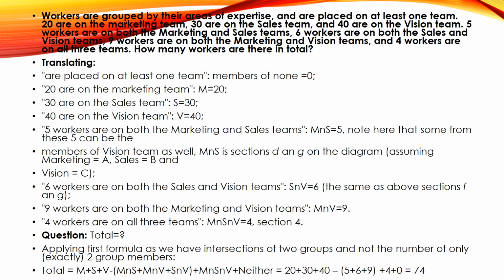Now to find the total, applying the first formula, as we have intersections of two groups and not the number of only two group members, the total is equal to M plus S plus V minus of M∩S plus M∩V plus S∩V plus M∩S∩V plus neither, which gives 20 plus 30 plus 40 minus of 5 plus 6 plus 9 plus 4 plus 0, which is equal to 74. Therefore, the answer is 74.